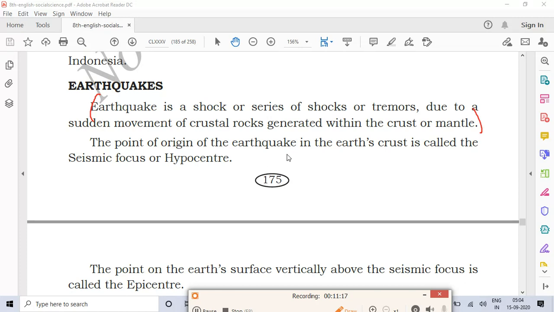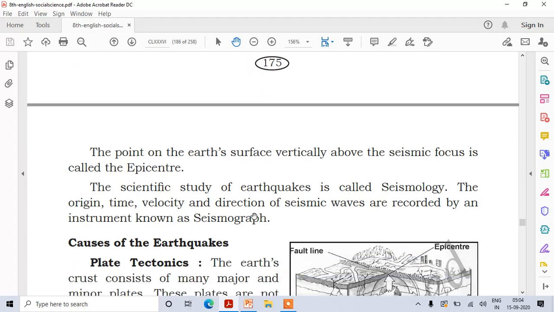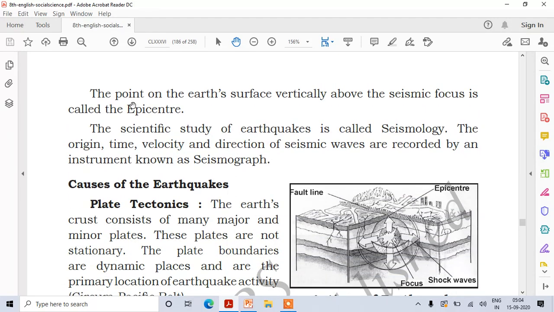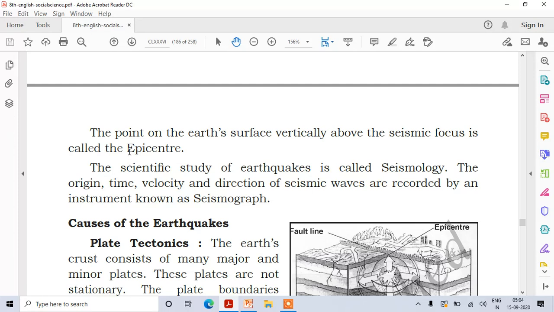The point of origin of the earthquake in the earth crust is called the seismic focus or hypocenter. Means where the earthquake will originate in the earth crust, where it will start, that point is called seismic focus or hypocenter. Now, the point on the earth's surface vertically above the seismic focus is called the epicenter. First we have the seismic focus where the earthquake will start, its point of origin. After that, one more point is there, that is called epicenter. It will be just above the seismic focus.